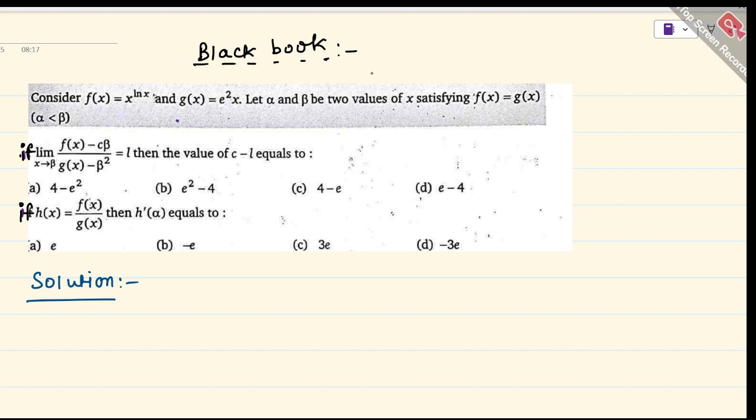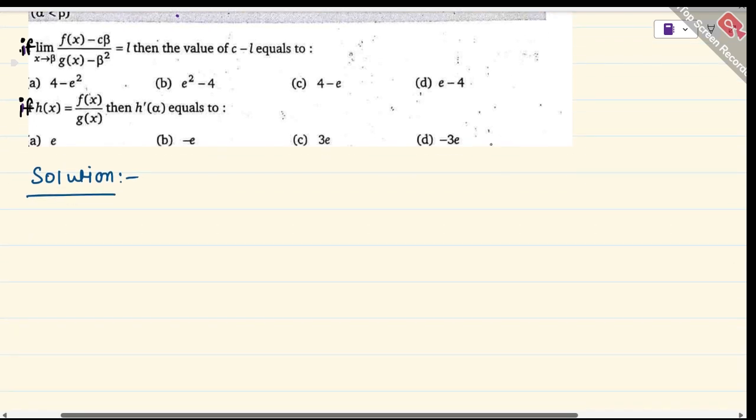Here is the question. Consider f(x) equals x raised to power ln x. Ln means natural log of x, and g(x) equals e square times x. Let alpha and beta be two values of x satisfying f(x) equals g(x), where alpha is less than beta. Then we have to solve two problems.